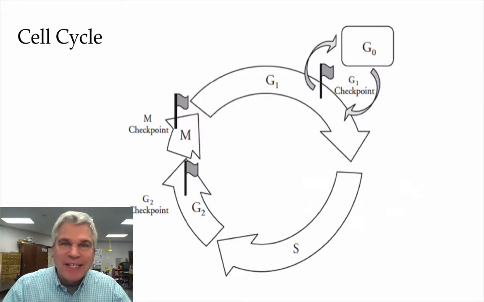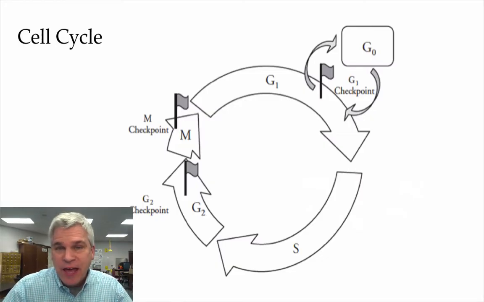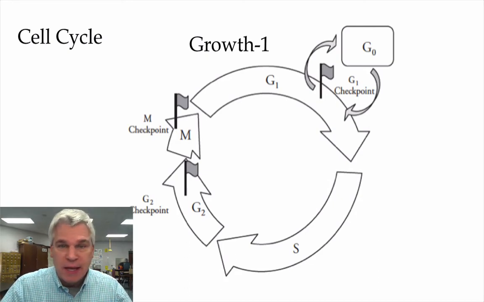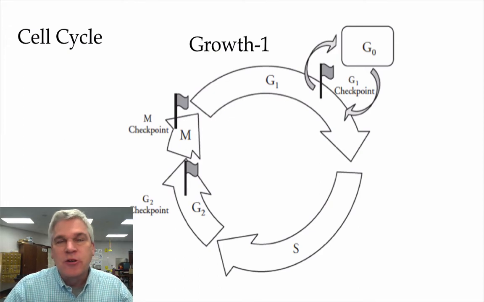The cell cycle is the life cycle of the cell, and it will go through several different stages. So when a new cell has just been formed, it is going to enter into the growth 1 stage. So this is when the cell is doing whatever that cell is supposed to be doing. It's going to be in growth 1.